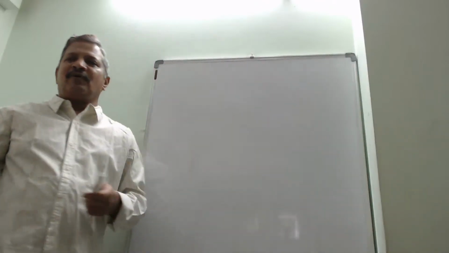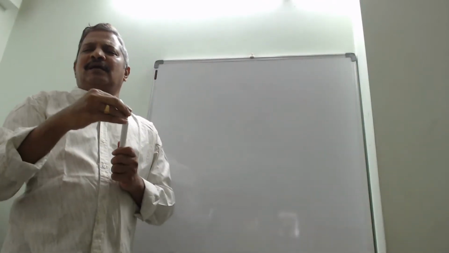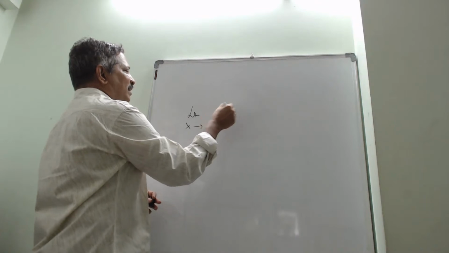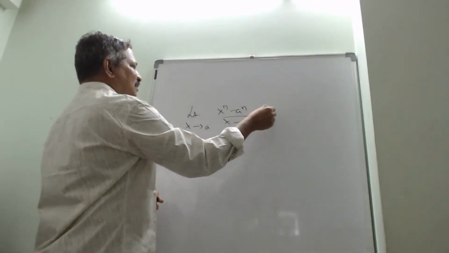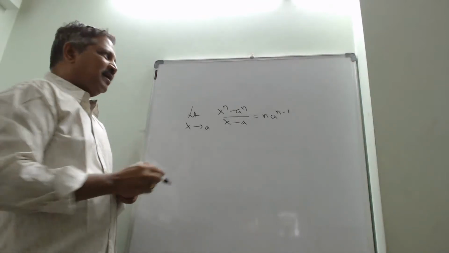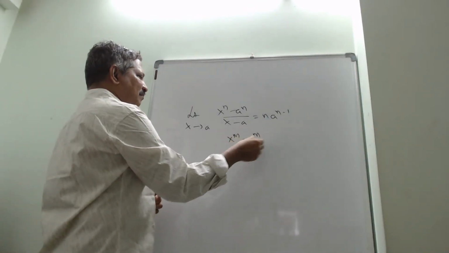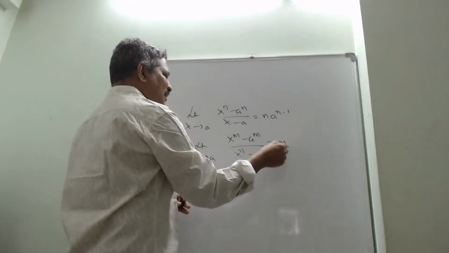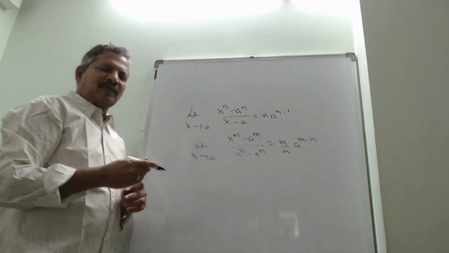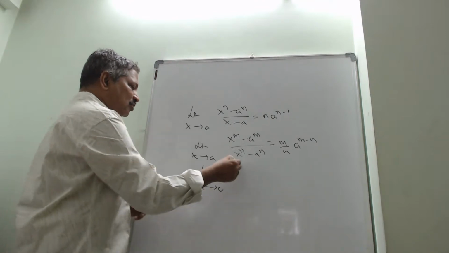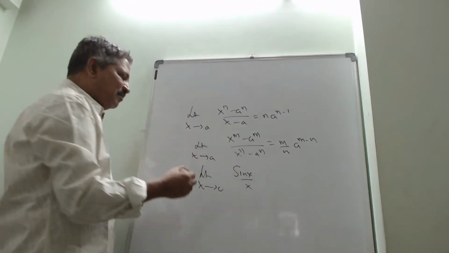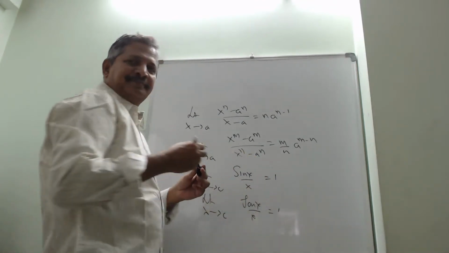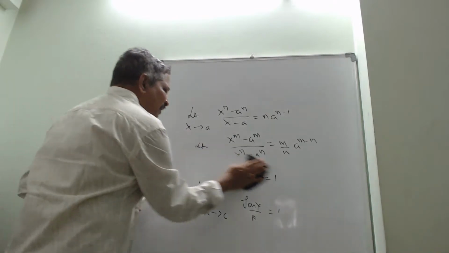Depending upon this, many formulas are there, and you are already aware of them. Very quickly: limit x tends to a, (x power n minus a power n) by (x minus a) is n into a power n minus 1. Next, limit x tends to a, (x power m minus a power m) by (x power n minus a power n) is m by n, a power m minus n. Next, limit x tends to 0, sin x by x is 1. Limit x tends to 0, tan x by x is also equal to 1. So these are the few fundamental things.